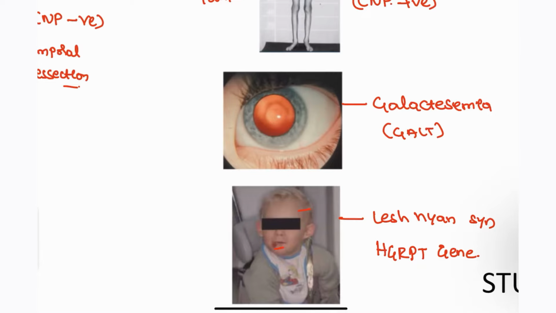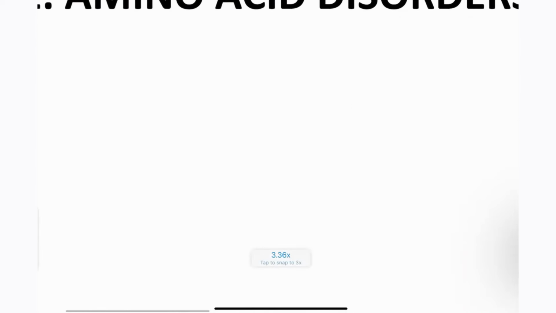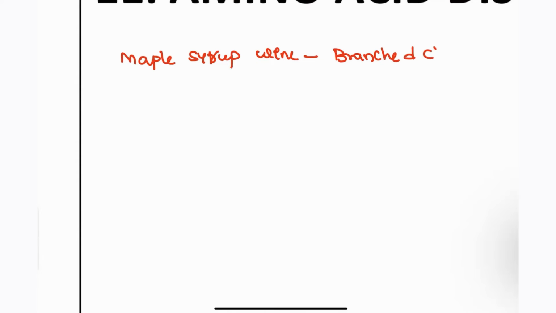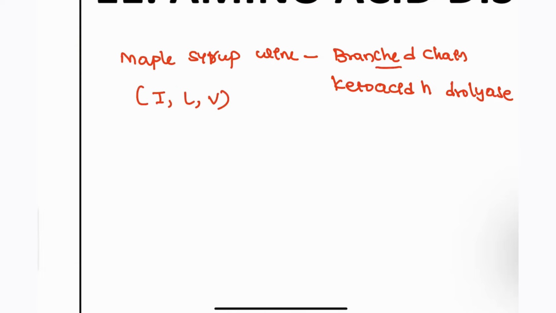Next, other important points that you have to know, some of the other types. First one is maple syrup urine disease. In this patient there is deficiency of branched chain keto acid dehydrogenase. So what are those branched chains, guys? Isoleucine, leucine, and valine are going to be seen in this patient.